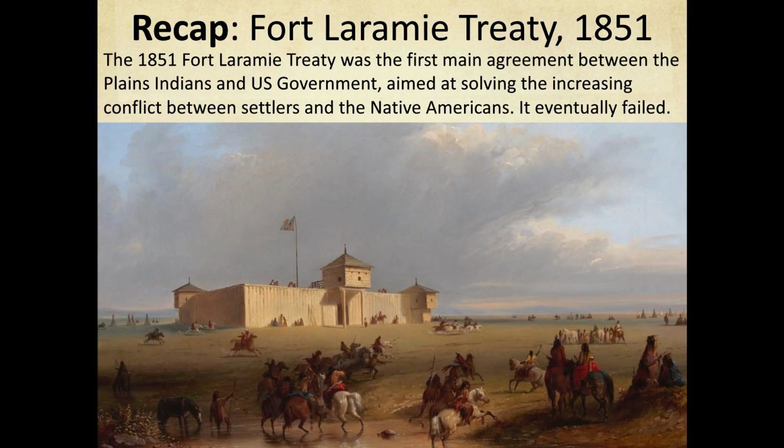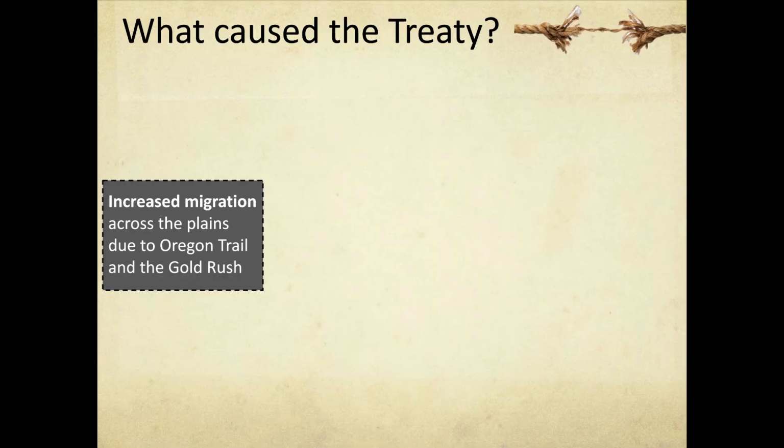Fort Laramie, the first main agreement between the Plains Indians and the US government. It aimed at solving the increasing conflict between settlers and the Native Americans. It eventually failed. What caused the treaty? So why did they want it?